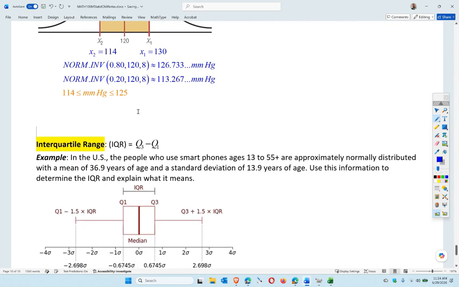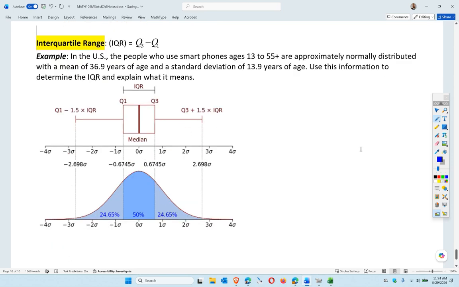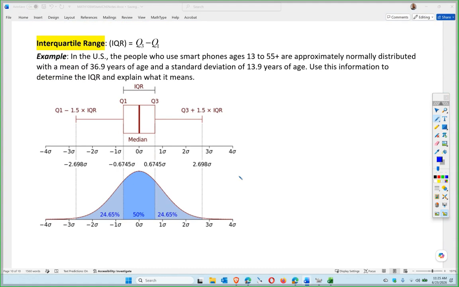Okay, IQR is the last thing, right? So remember IQR in the box plot section, right? So let's say we want the IQR, the middle 50%, which is what that's going to tell us. What does it mean? The middle 50% of values, right? So smartphone users between 13 and 55 years of age are approximately normally distributed with a mean of 36.9 and a deviation of 13.9 years, right? So you want to figure out the quartile 1, right, and quartile 3, right, which is the 25th, right, and the 75th, correct? That's what we want to know.